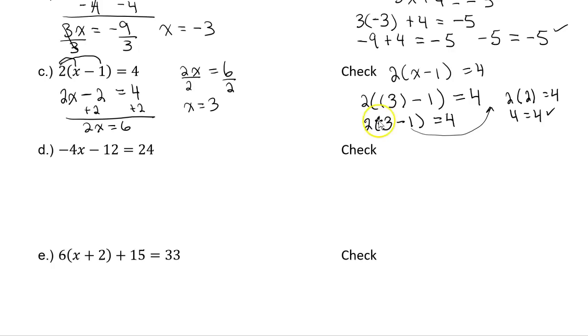So that is the correct answer. I love checking. It's such a good thing to just do all the time. Have it be part of your solving process.